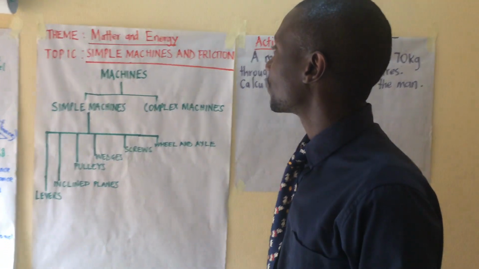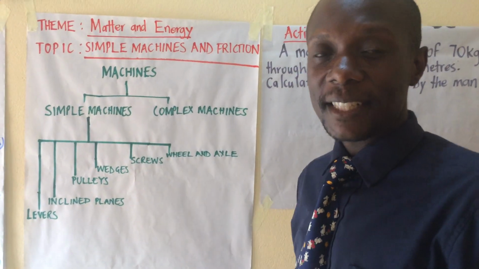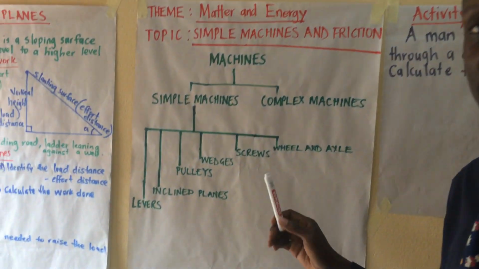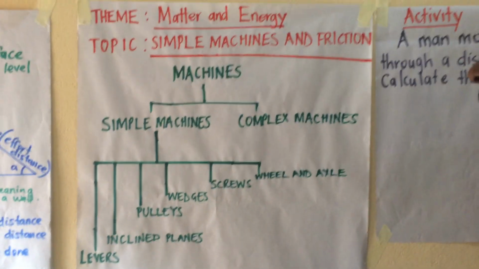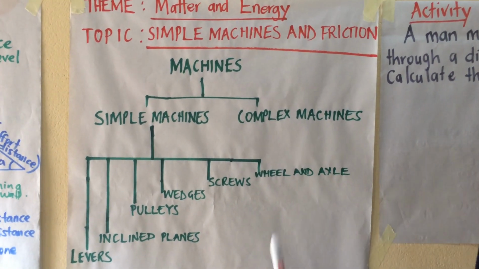Now, this is what we are going to do. We are going to define machines. We are going to group the machines. We are going to classify the machines. And then we shall see the characteristics of each group of machines.